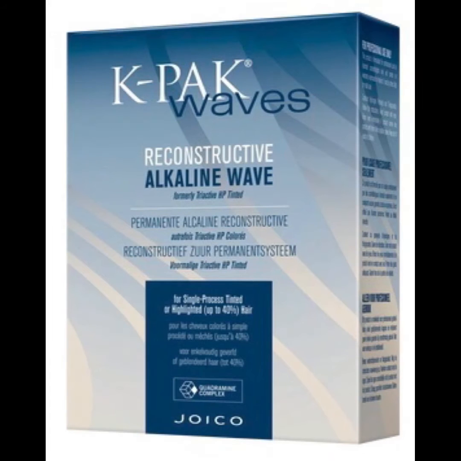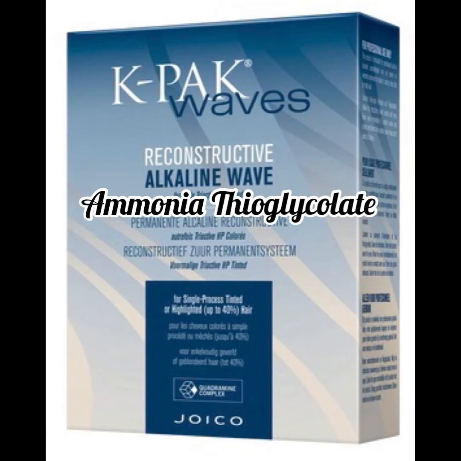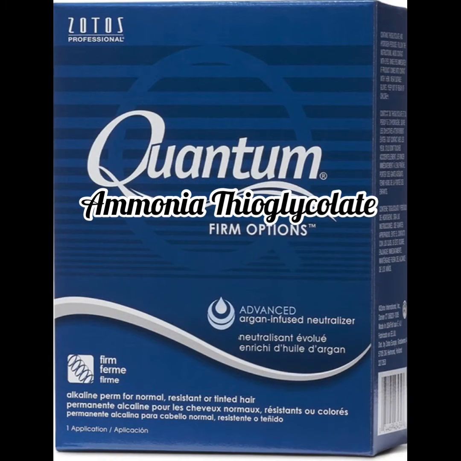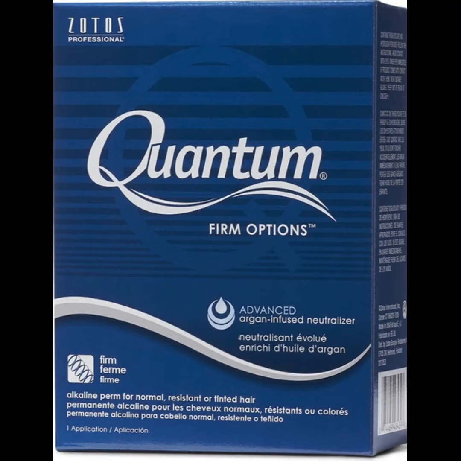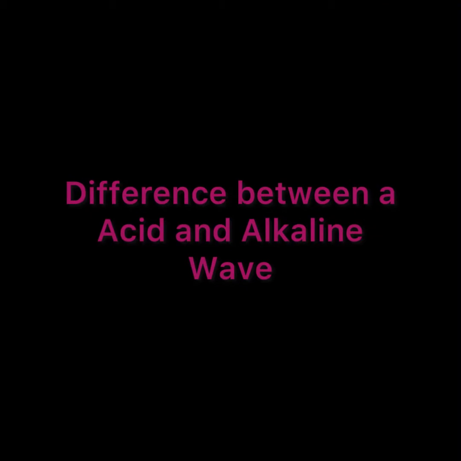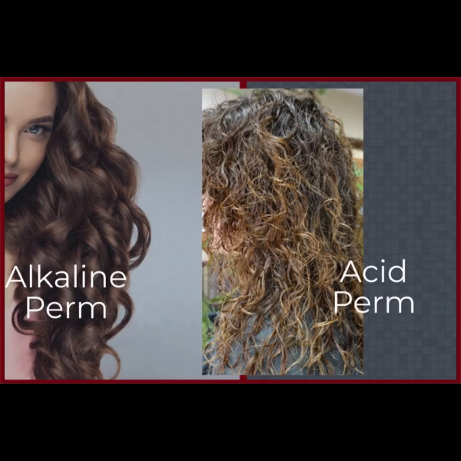Also known as cold waves, they have a pH between 9.0 and 9.6, use ATG as a reducing agent, and process at room temperature without the addition of heat. Here's an example of an alkaline and an acid-base perm.